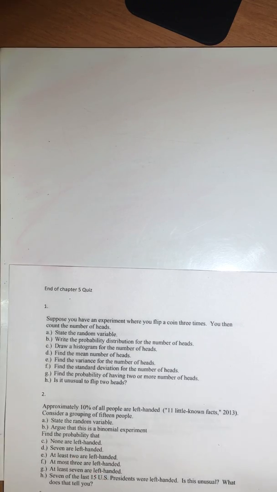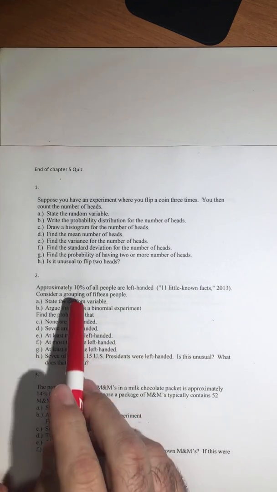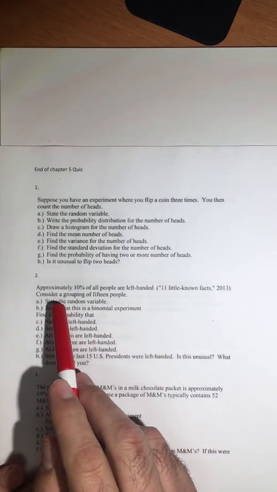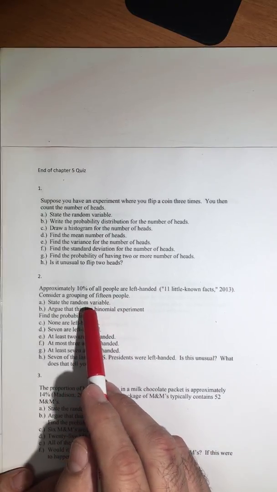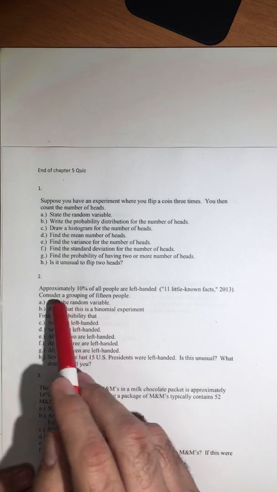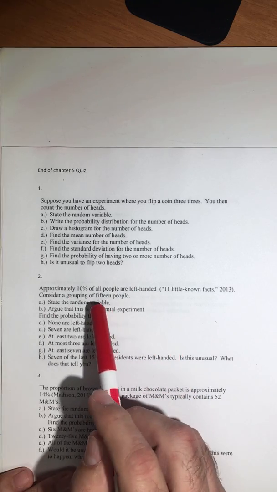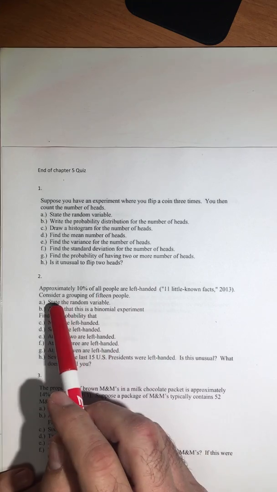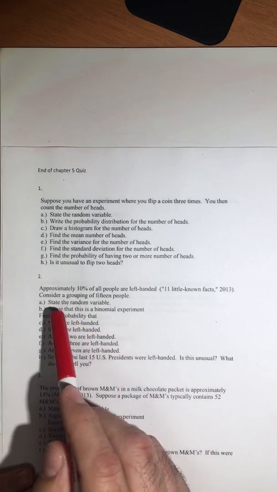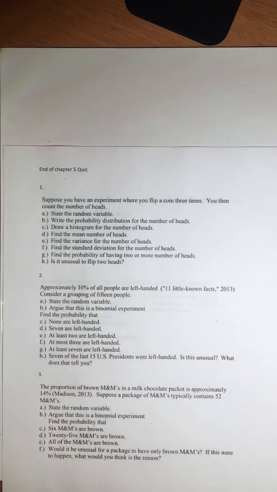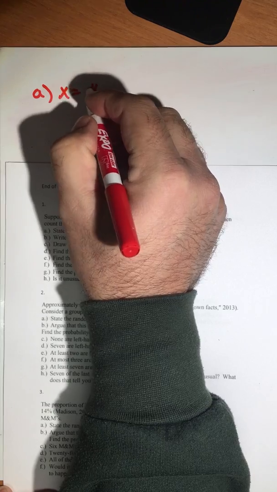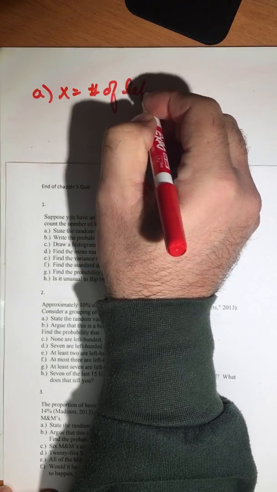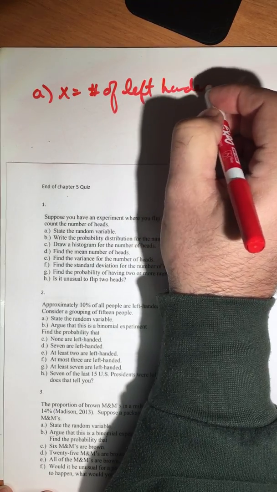All right, question 2 says approximately 10% of all people are left-handed. Consider a grouping of 15 people. State the random variable. Well, that's weird because it doesn't really say what we're counting. Are we counting the number of left-handed people or the number of right-handed people? So let's assume that they mean X is the number of left-handed people. So for part A, we're going to say X equals the number of left-handed people.